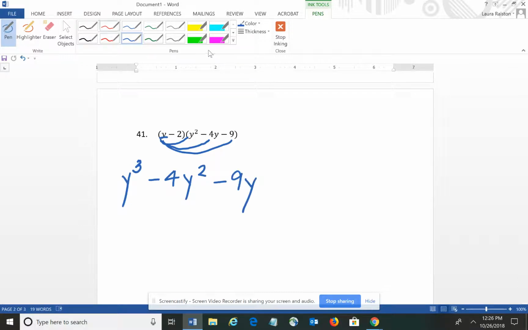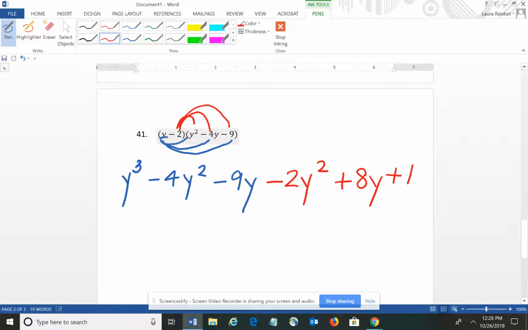I'm going to come back and start over, and this time I'm going to distribute the negative 2. Again, be careful. Negative 2 times y squared is minus 2y squared. Negative 2 times negative 4y, negative times a negative is a positive, 8y. And then finally, negative 2 times negative 9. Negative times negative is a positive. 2 times 9 is 18.